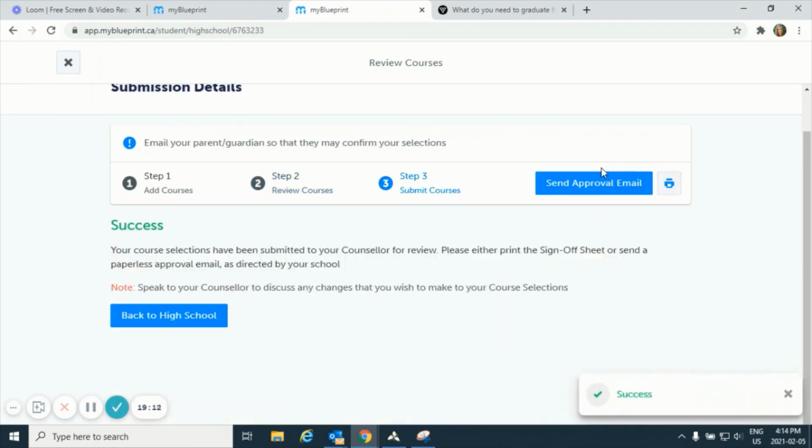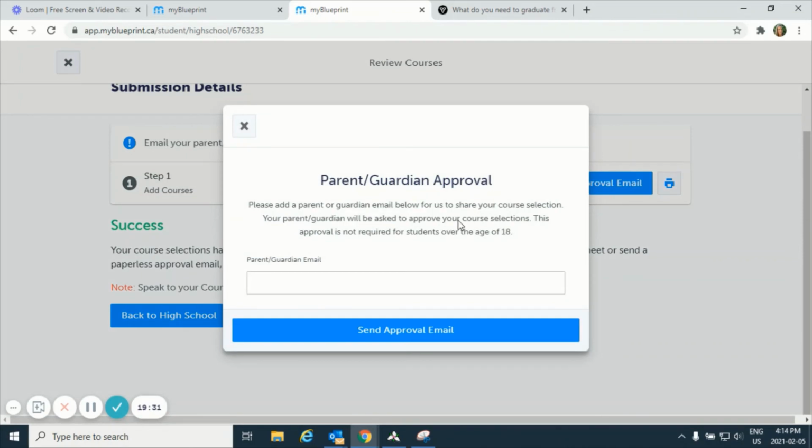I'm ready to submit my course selection. It has gone through successfully. Now you'll notice that it says here about printing a sign-off sheet. Well, things are a little bit different this year, and we're not doing sign-off sheets. Instead, click on the blue button to send your parent, guardian, an approval email. When you enter their email address, please remember to enter it correctly because you want to make sure that the email gets to your parent guardian.